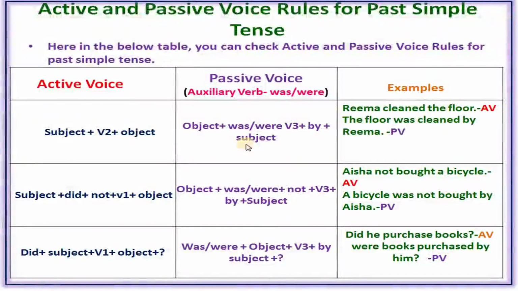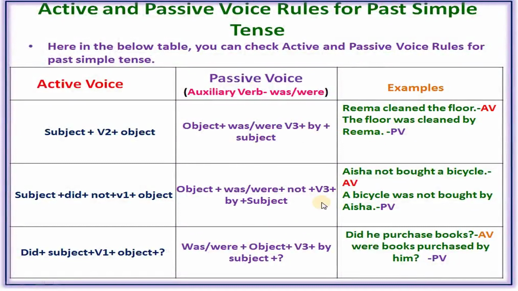The object is the floor. B forms are singular, and floor is singular. That's why I am using was here. Cleaned, which is the V3 form, is cleaned only, and by is compulsory, by Rima. So the subject is Rima. That's what they do.